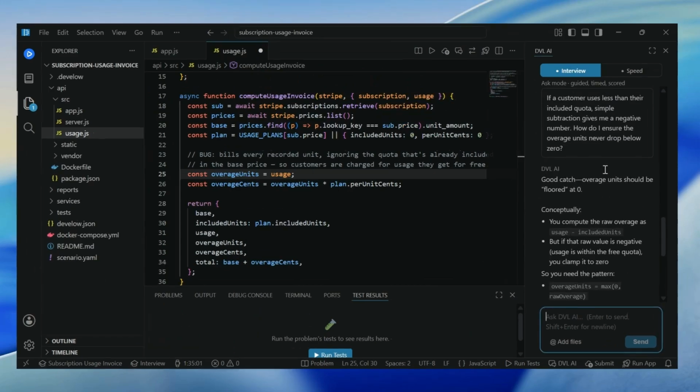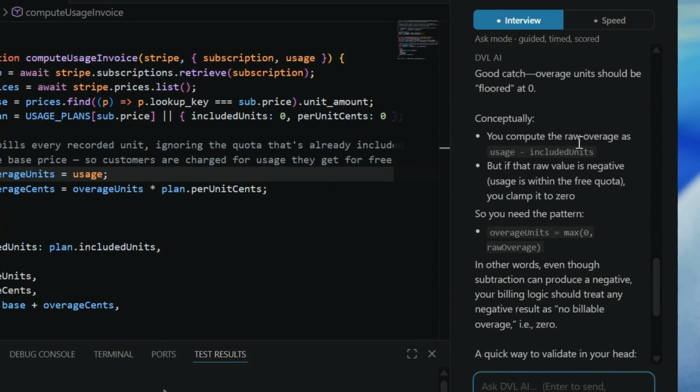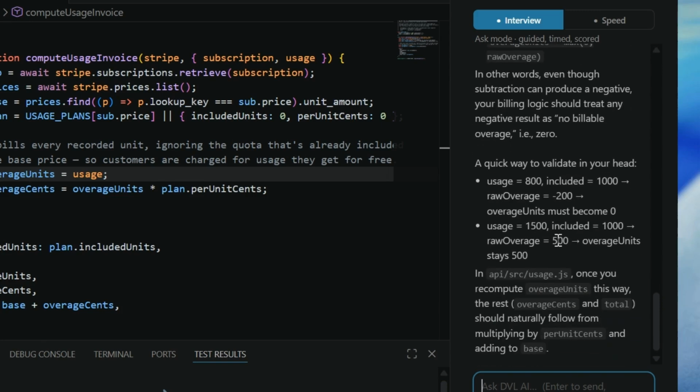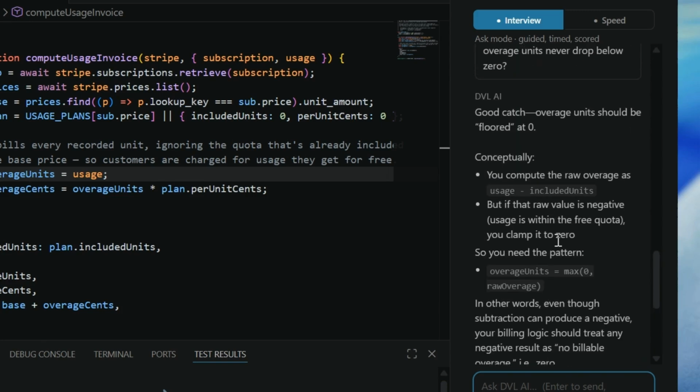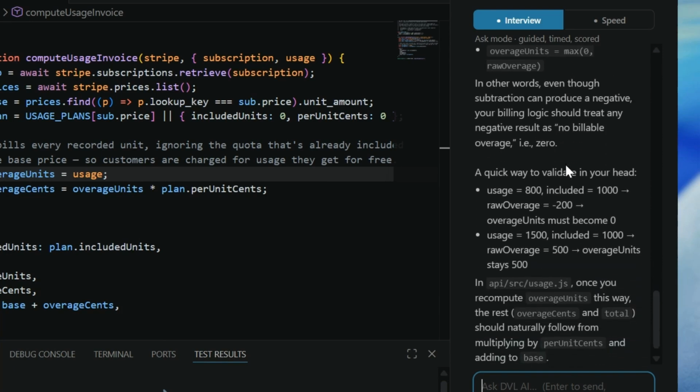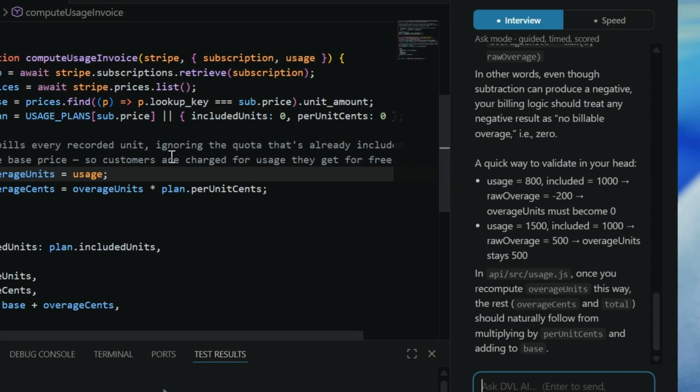The fix is to clamp that subtraction at zero. So instead of just doing usage minus included units, which can go negative, you wrap it with a max function, max of zero and usage minus included units. In JavaScript, that usually looks like Math.max, with zero and the subtraction as the two arguments. Once you do that, everything downstream stays safe automatically. The overage charge, which is overage units times the per unit rate, will never go negative. And the total, which is base price plus that overage charge, will never drop below the base price itself.